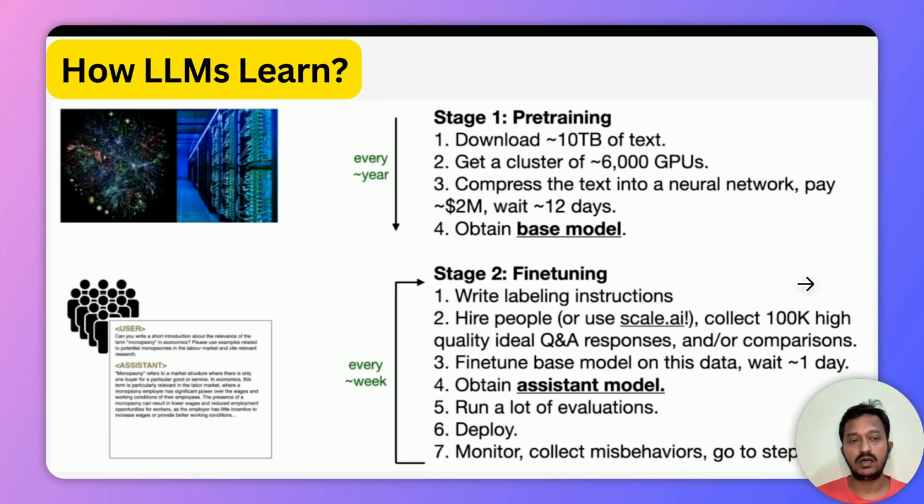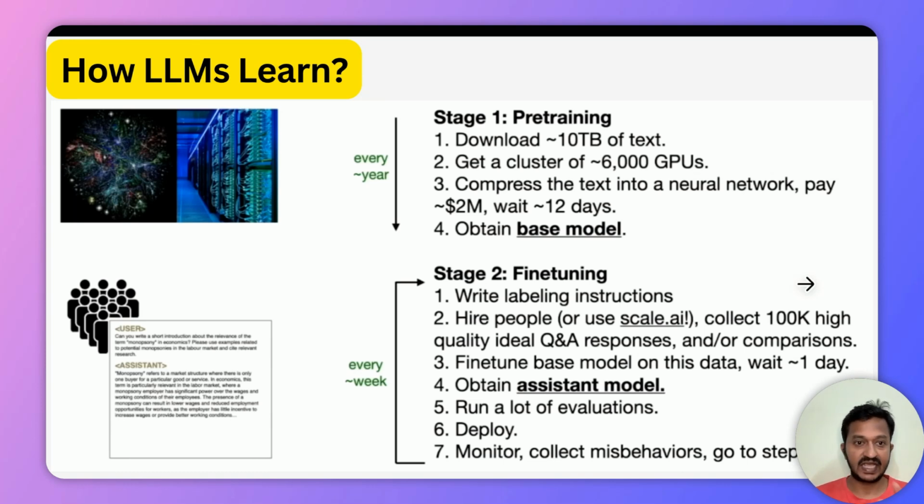Now, the base model has learned everything from the internet, but there is no alignment as such. It knows everything, but it is not aligned properly. That is where you need the second step, fine tuning. Writing labeling instructions, hiring people. That's where you hire a lot of people, and you fine tune that pre-trained model on your own data.